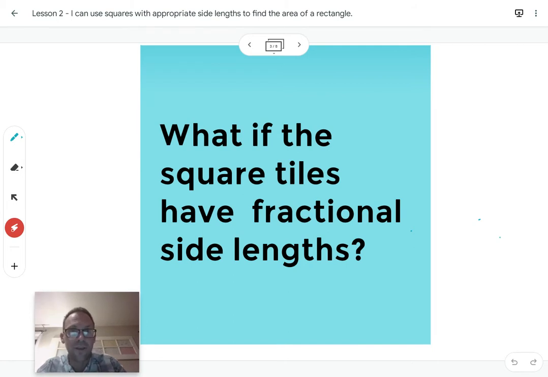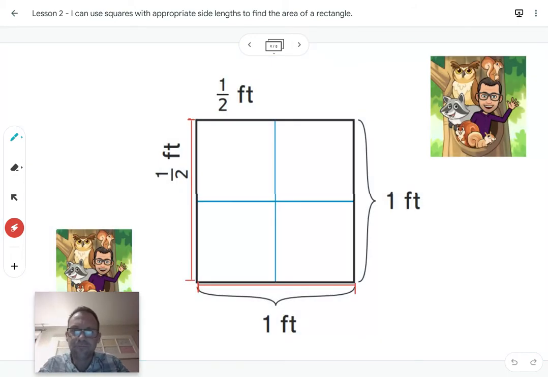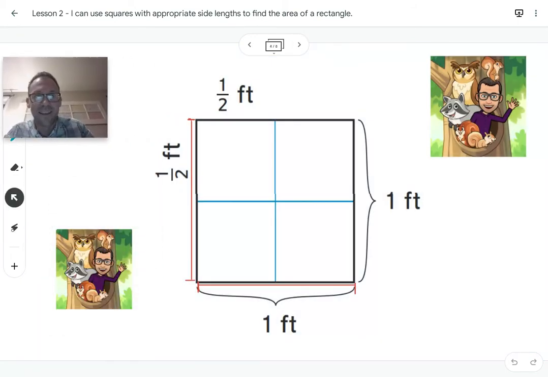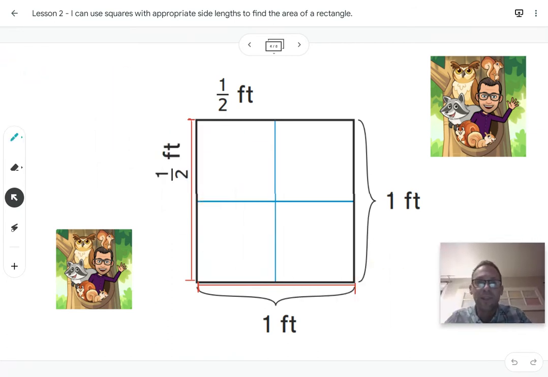All right, so what if the square tiles have fractional side lengths? And what if the rectangle or the space, the floor that we're tiling, also is measured in fractional lengths? So let's take a look at this next one. Here's a very small floor. My friend Chippy, the chipmunk. You see him? There he is right there. He's asked us to tile the floor in his house, in his tree.